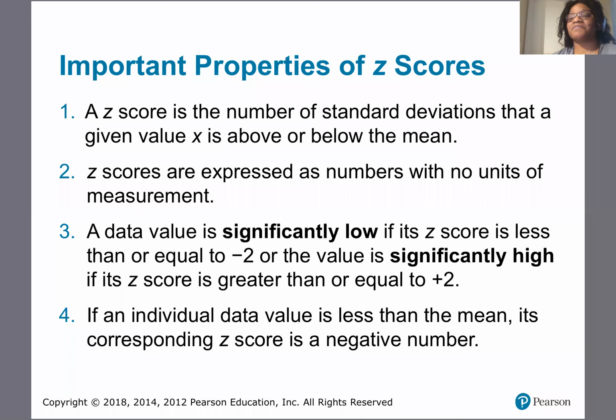Now, a data value is significantly low if its z-score is less than or equal to -2, which is 2 standard deviations below the mean, or the value is significantly high if its z-score is greater than or equal to +2, which means the value is 2 standard deviations above the mean. Now, if an individual data value is less than the mean, the z-score you calculate will be negative. So don't panic if you see a negative z-score because it is highly possible.